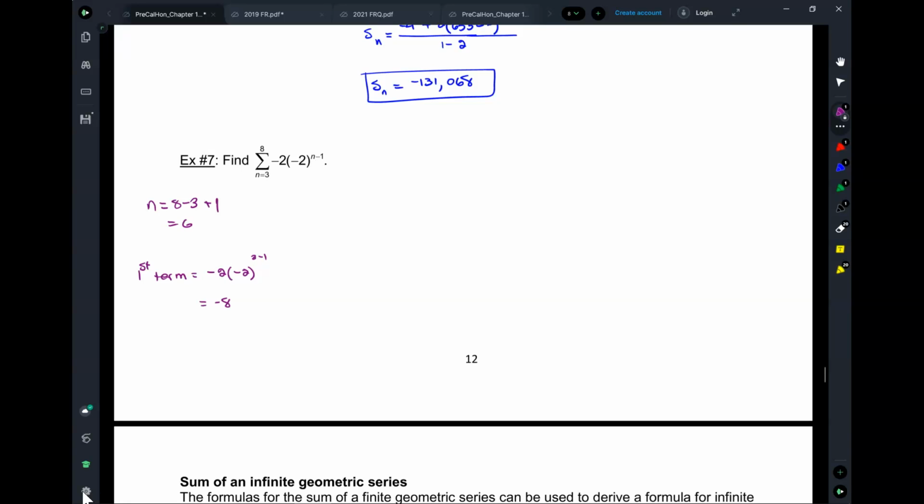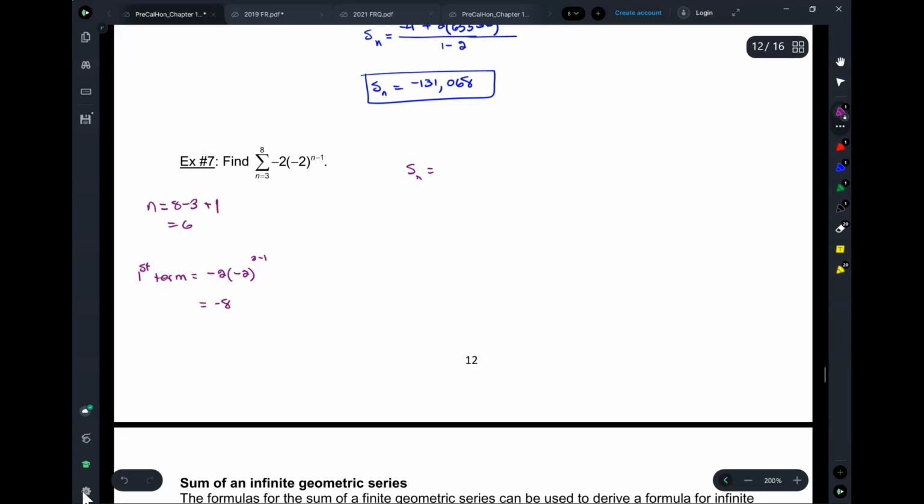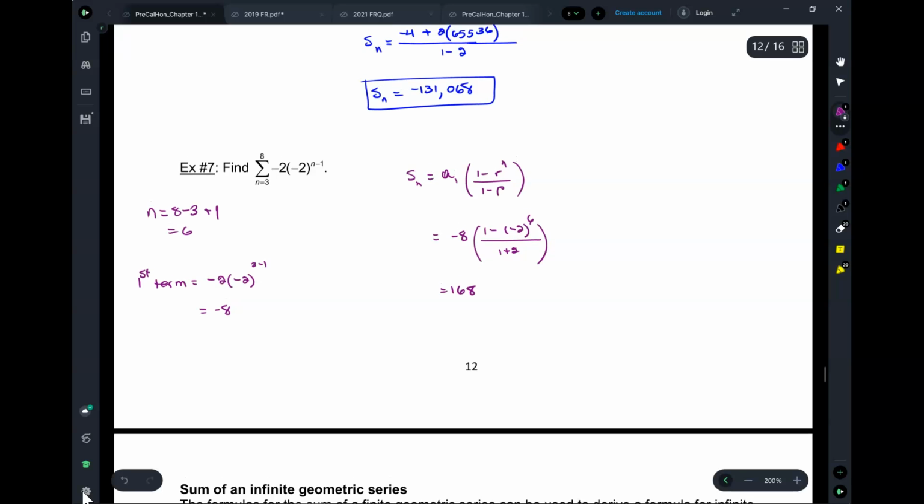Now, of the formulas, we can actually use the first one. So Sn is equal to A1 times 1 minus r to the n over 1 minus r. So this is negative 8, times 1 minus r to the n. What's n? Did we say 6? All over 1 plus 2. That's 168. Okay? So it's important to note.